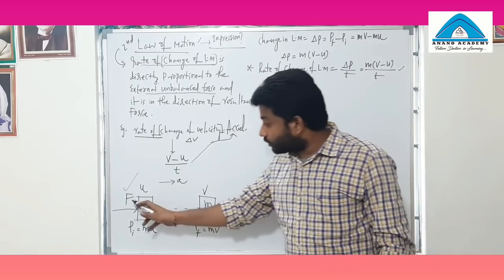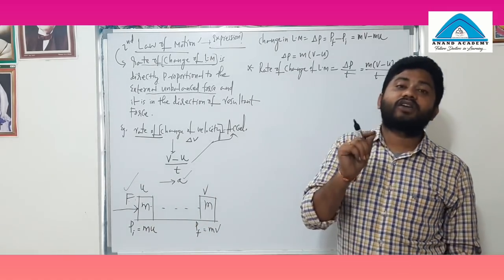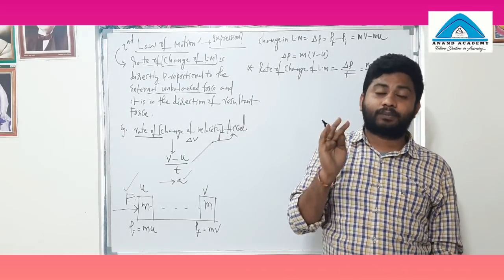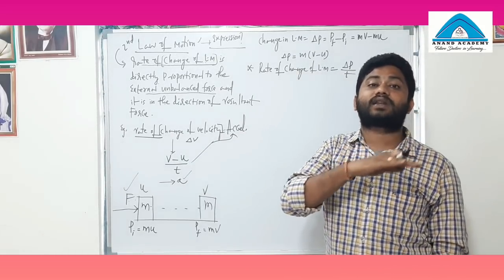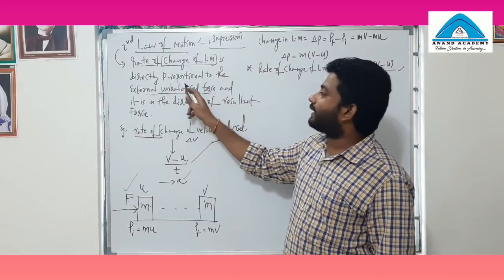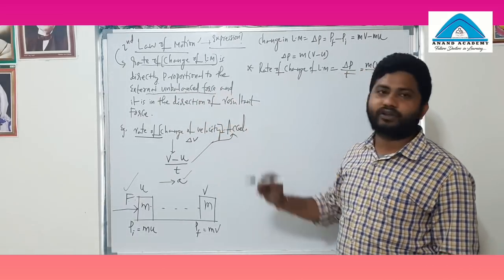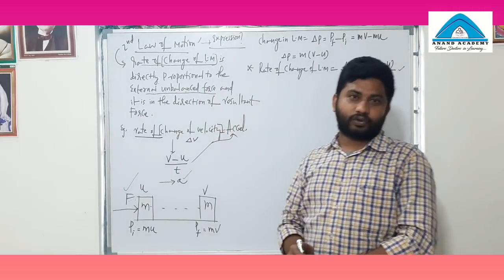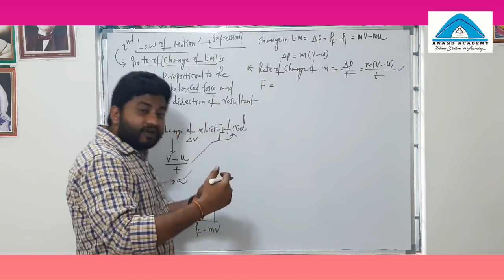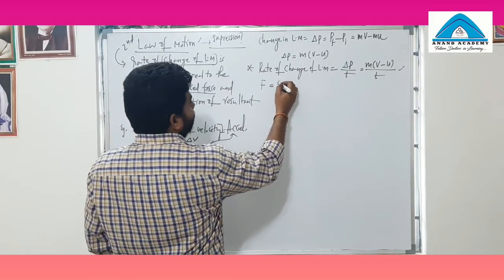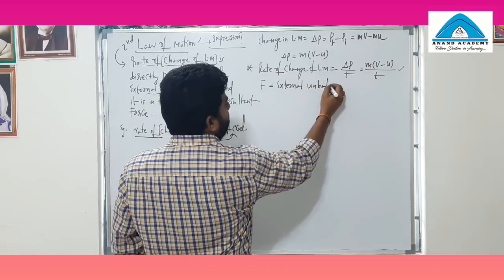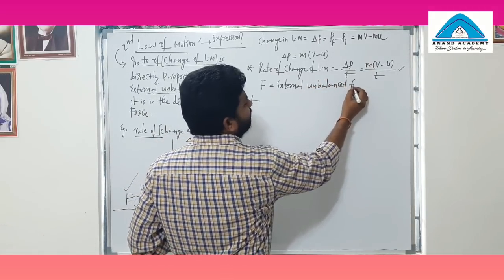External forces only can accelerate the body. I have given wonderful examples in the last class. External forces only can accelerate the body. Internal forces cannot accelerate the body. Right? Now, the rate of change of linear momentum is directly proportional to the external unbalanced force. So this is our external unbalanced force. So I am writing here F, we are imagining that F is an external unbalanced force. Listen to me now.